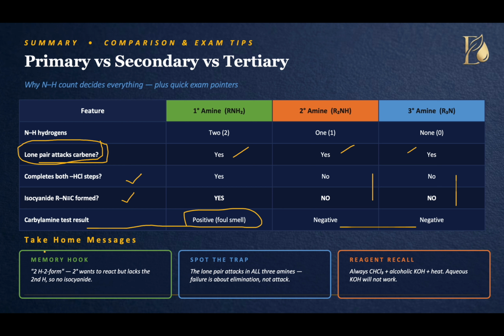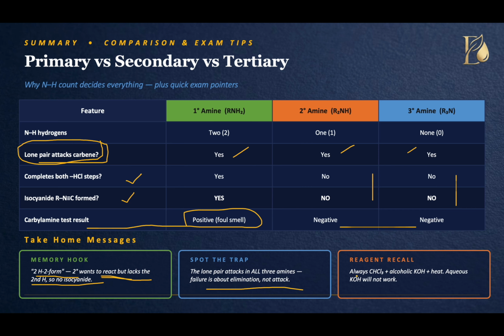So finally we can say 2 hydrogen atoms are needed to form the isocyanide. Secondary amines want to react but lack the second hydrogen, so no isocyanide test. And spot the trap: the lone pair attacks in all 3 amines. Failure is about the elimination, not the attack of the amines.